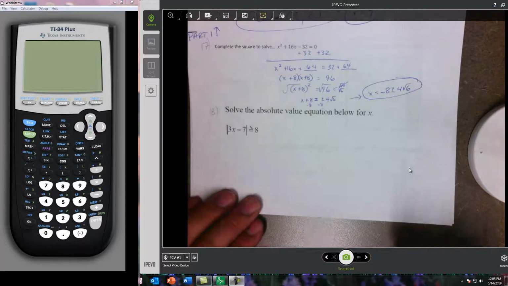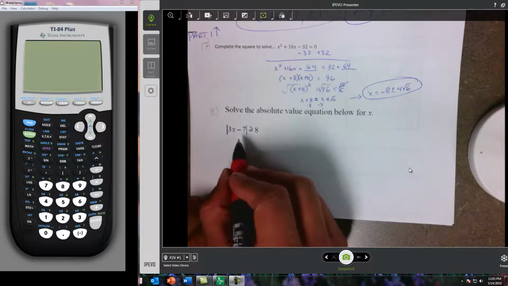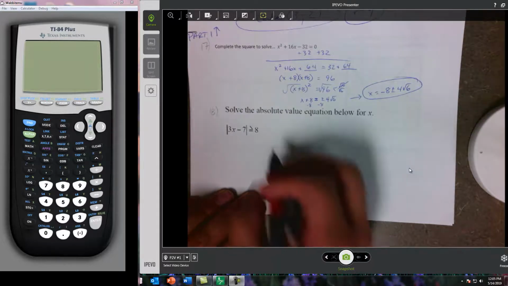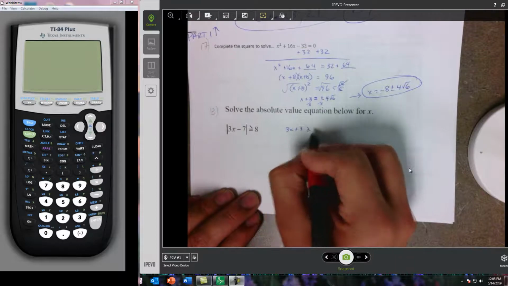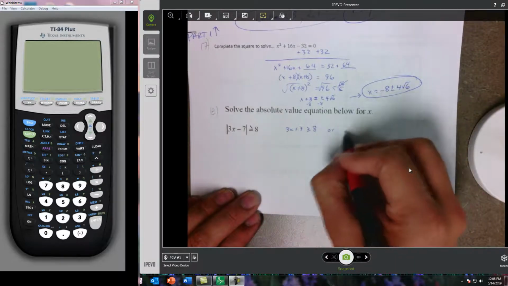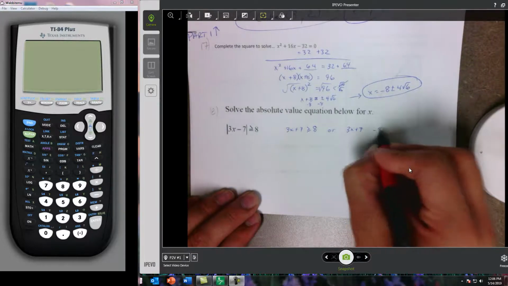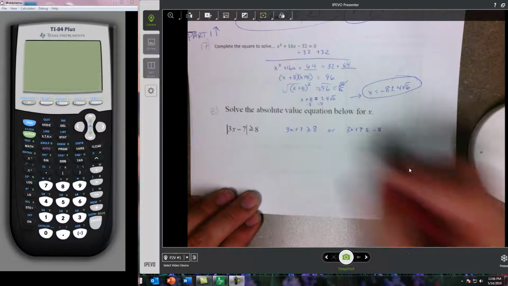Alright, now number 18, we're solving for the absolute value. When we solve an absolute value, we need to deal with the fact that the inside of the absolute value could turn out positive or negative. And so we're going to take 3x plus 7, set it greater than or equal to 8, or 3x plus 7 set to negative 8. Now when I switch the 8 to a negative 8, I have to flip the sign from a greater than or equal to, to a less than or equal to.